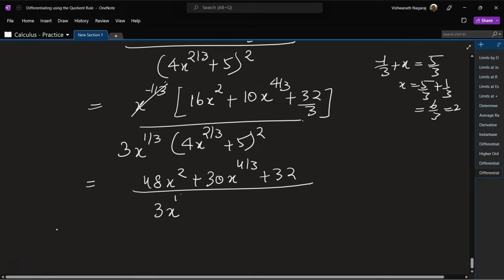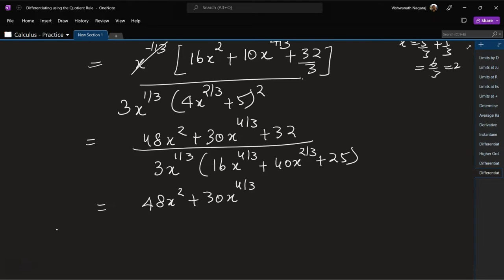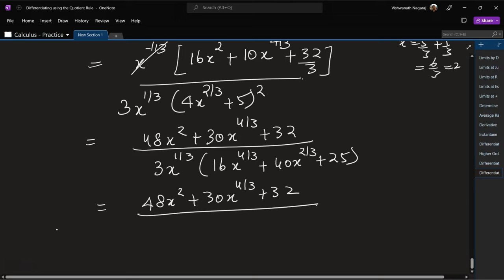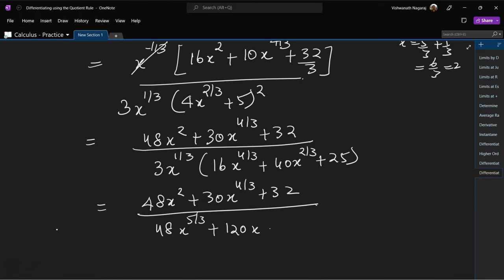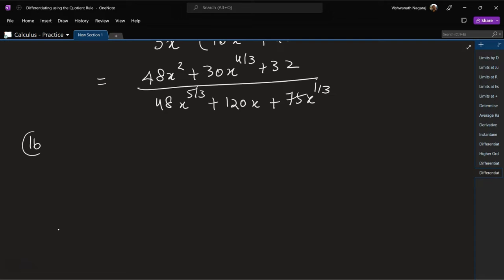Now let's expand this bracket. So 4 4's 16x to the power of 4 by 3 plus 4 2's 8, 8 5's 40x to the power of 2 by 3 plus 25, which gives us 48x square plus 30x to the power of 4 by 3 plus 32 by 16 threes 48x to the power of 1 by 3 plus 4 by 3 is 5 by 3 plus 120x to the power of 1 by 3 plus 2 by 3 is 3 by 3, which is 1, plus 25 times 3 is 75x to the power of 1 by, that's the 15th one. Let's look at the 16th one.